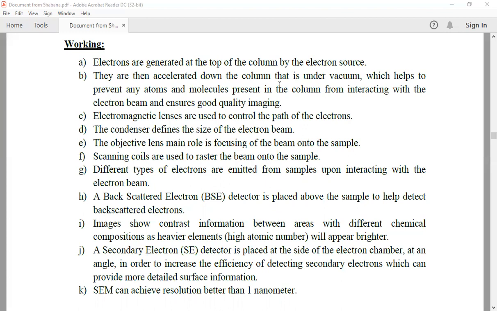After that, scanning coils are arranged, which are used to raster the beam over the sample. After that, the objective lens is fixed. The objective lens plays the main role in focusing the beam onto the sample. Different types of electrons are emitted from the sample upon interacting with the electron beam, and these emitted electrons are detected by two types of detectors.